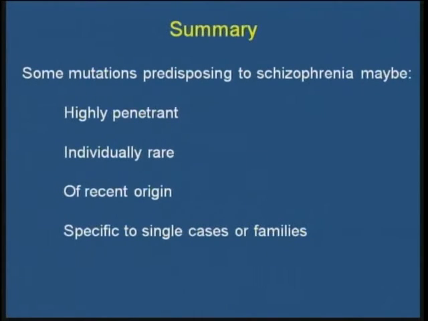So in summary, I think we're now at a stage where we think mutations predisposing to schizophrenia are highly penetrant. They can be individually rare, of recent origin, and specific to single cases or even families.